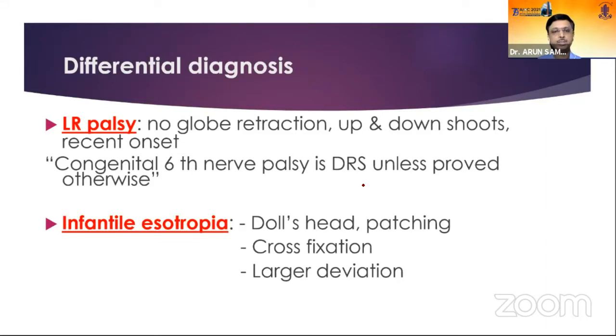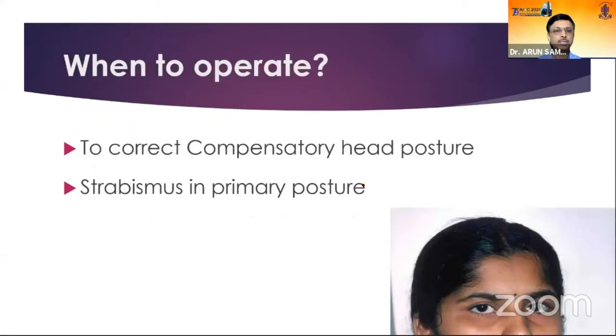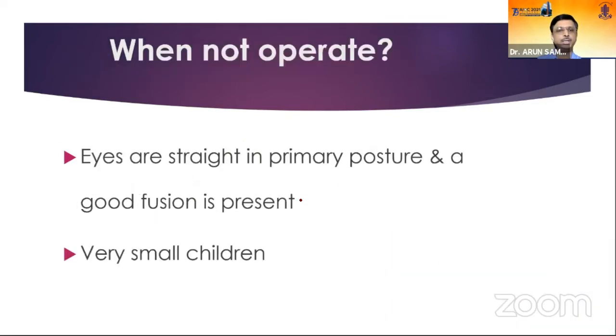Also, infantile esotropia is another condition which can be mistaken for Duane's syndrome. So when to intervene: most of the time Duane's retraction syndrome does not need any intervention. But you intervene only when you have an abnormal head posture and the patient is cosmetically worried about it, or if there is a strabismus in the primary posture.